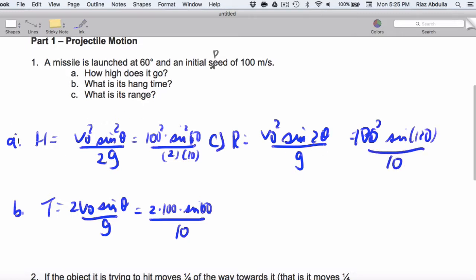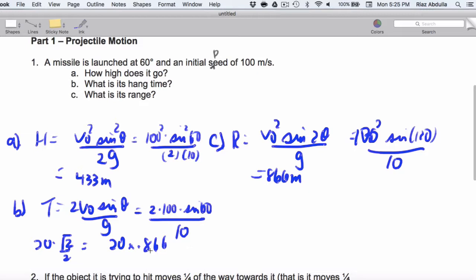So when I actually work out all of these various numbers, for the height, I will end up getting about 433 meters. This will be about 866 meters. And as far as the time goes, this is going to be 20 times square root of 3 over 2, which is going to be 20 times 0.866. So we do that. That's going to end up being 8.66 times 2, which ends up being about 17.32 seconds of hang time.